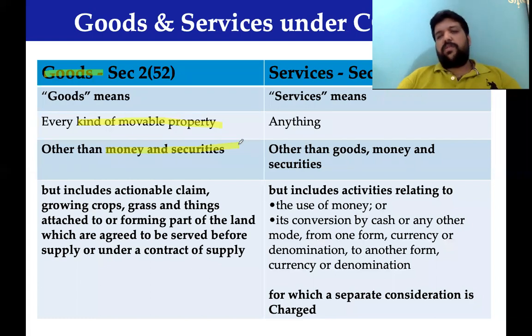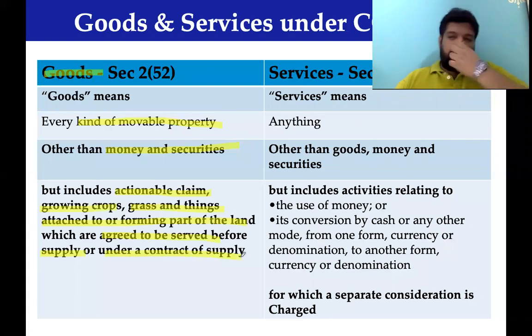What do we mean by goods when we get into that definition? Goods means every kind of movable property. Are there any exclusions? Yes, two exclusions. Money is not goods. Securities is not goods. Of course, the same definition goes one step further and says it includes actionable claim, growing crops, grasses and things that are attached to earth or forming part of the land, which are agreed to be severed before supply or under a contract of supply.